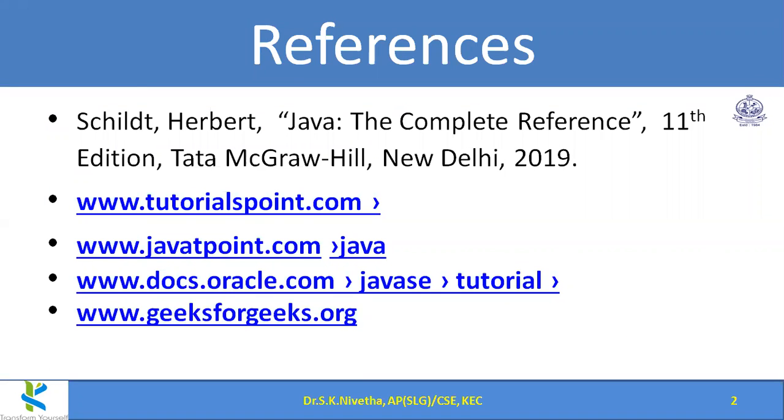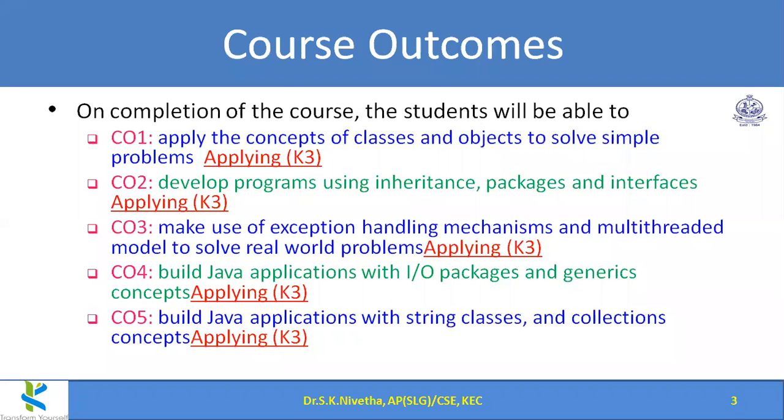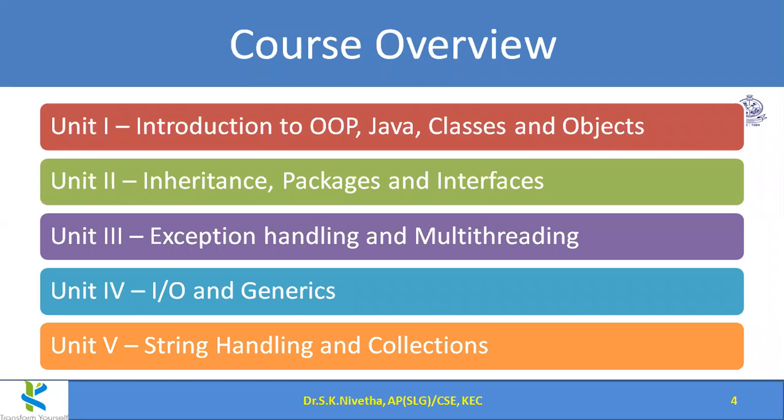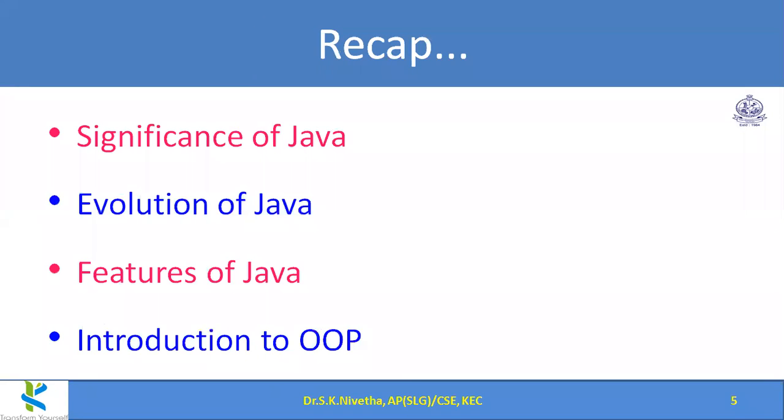These are the references. Regularly, I will be showing these, the course outcomes and course overview. And in the previous session, we have seen the significance of Java, the evolution of Java and several features of Java like Java buzzwords and some introduction to object-oriented programming. In detail, we'll be seeing it when we see the particular concept in Java.